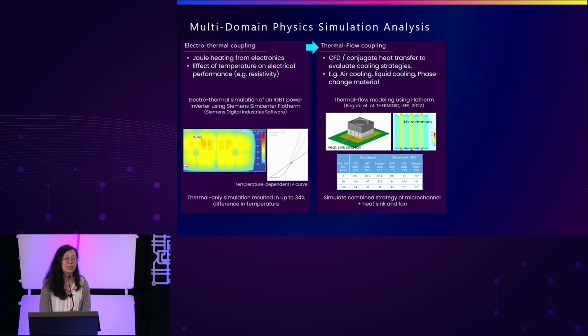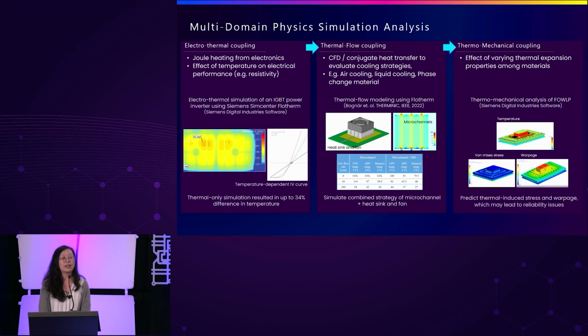And we need to use tools like computational fluid dynamics simulation to evaluate our cooling strategies, for example heatsinks, cooling channels, or different types of cooling fluids. And luckily today, we can even run a lot of these simulations on either CPU or GPU so that we can speed up these simulations.